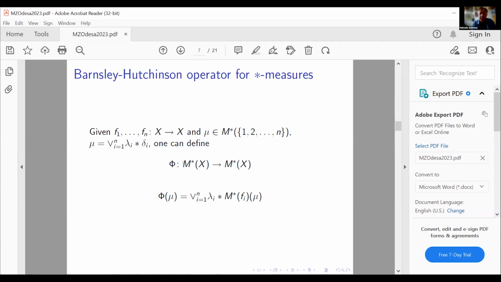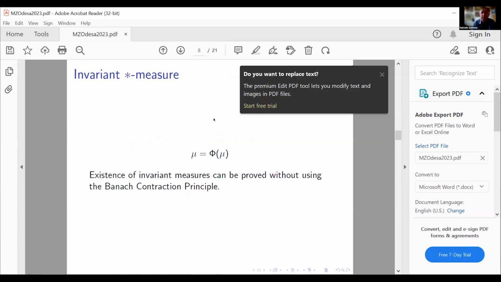Therefore, one can define the operator, denoted by phi, from M star X to M star X, which acts as follows. Phi of mu is the maximum of lambda i star, the image under f sub i of mu. A star measure is called invariant if it is a fixed point of this operator phi.